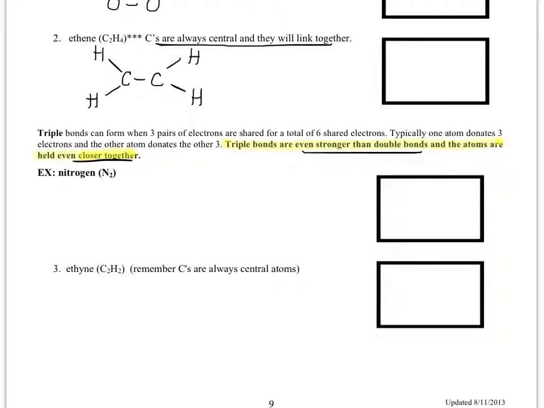Okay, so let's look. Nitrogen, N2, okay, so nitrogen's in the 5th column, and there's 2 of them. So that gives me 10 electrons to work with. Okay, there's no central atom, so I'm just going to connect my nitrogens together, which means I've used 2 electrons so far, which means I have 8 left. So now I'm just going to divvy those up as evenly as I can amongst the nitrogens.